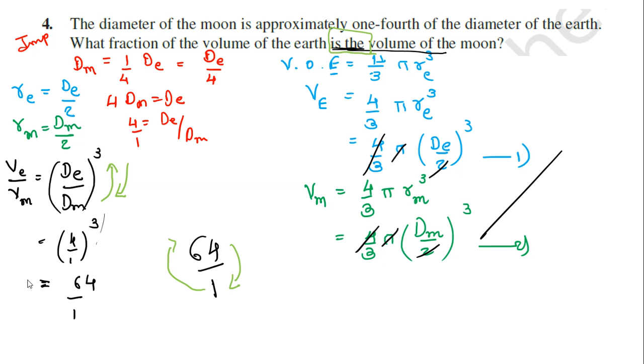So actually the synonym of 'is the', so that you can understand, is 'in compare of'. So here we have found volume of earth in compare of volume of moon. So in compare of, volume of moon will come now in numerator, that moon is 1, then earth is 64. So the meaning of 'is the' is 'in compare of'. Okay.